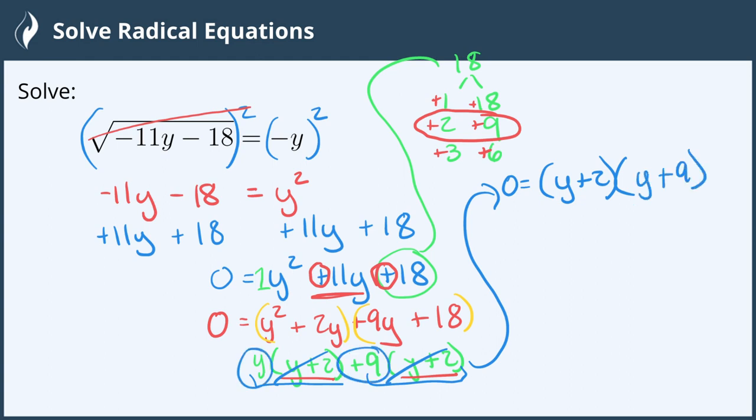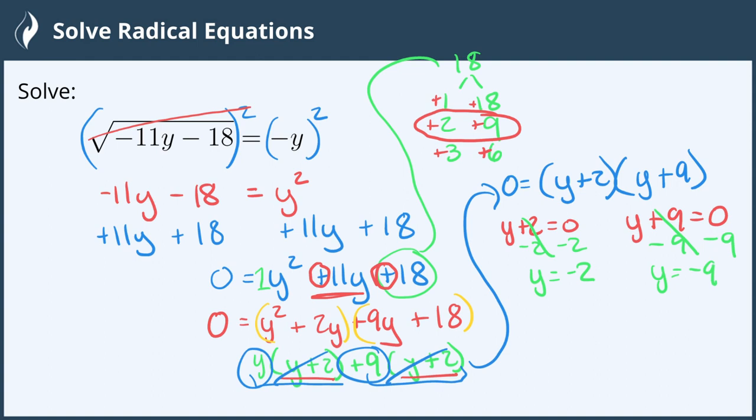Now that we have this factored, we can set both of these factors equal to 0 with the zero product property. So we have y plus 2 equals 0, and y plus 9 equals 0. Then to solve for y, we'll subtract 2 from both sides and subtract 9 from both sides, and we'll get y equals negative 2 and y equals negative 9. There is one more step though. We need to check these because both of these solutions will be put into a radical in our original equation. So we need to go back and make sure that it doesn't accidentally give us a negative underneath the radical.